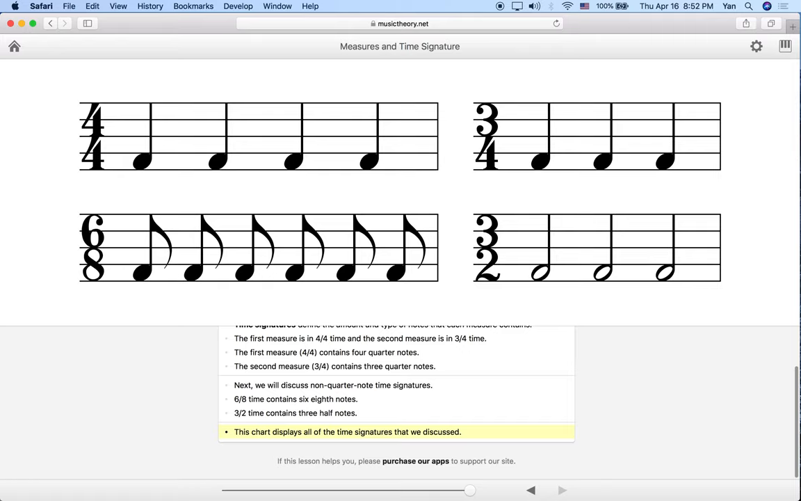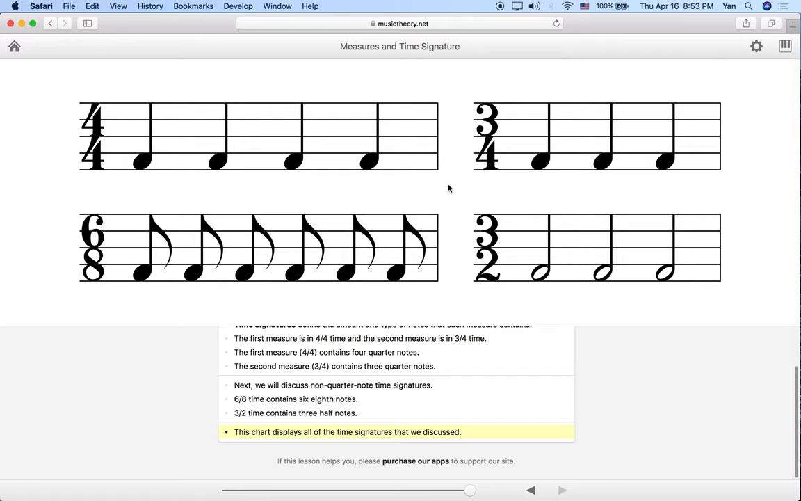So this chart right here will give us an overview of what we discussed so far. Remember, time signatures are a number on top and a number on the bottom. The number on the bottom tells us the note value, and the number at the top tells us how many. So in the case of 4/4, we have 4 quarter notes. In the case of 3/4, we're going to have 3 quarter notes. In 6/8, we're going to have 6 8th notes. And finally, in 3/2, we're going to have 3 half notes. So this is a pretty simple idea.